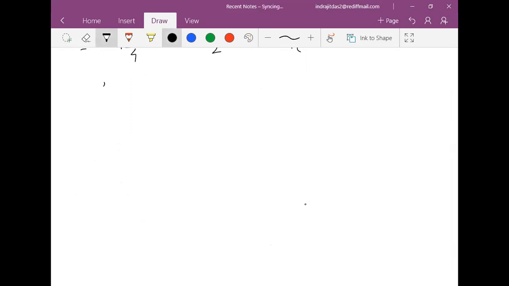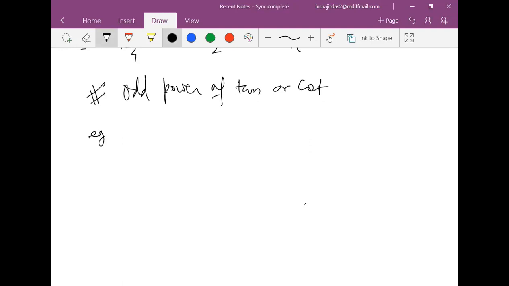Now coming to tan. First of all, odd power of tan. If I take an odd power of tan or cot, tan x or cot x, then what will be the idea? I am giving you various types of problems dealing with this situation, like tan cube x dx.